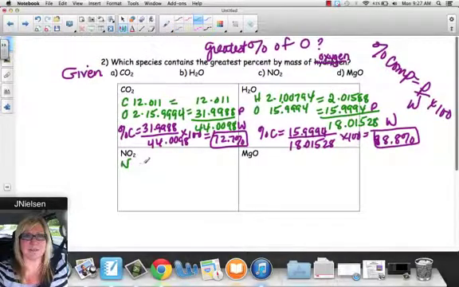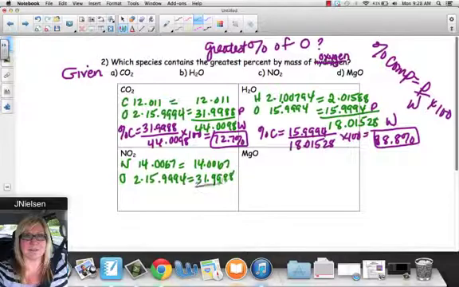All right, moving on to NO2. We've got one nitrogen, so that's 14.0067, and we've got two oxygens, 15.9994, so 14.0067, and two oxygens gives us a total of 31.9988. So we need the sum on that, 46.0055. Let's label my part and my whole.